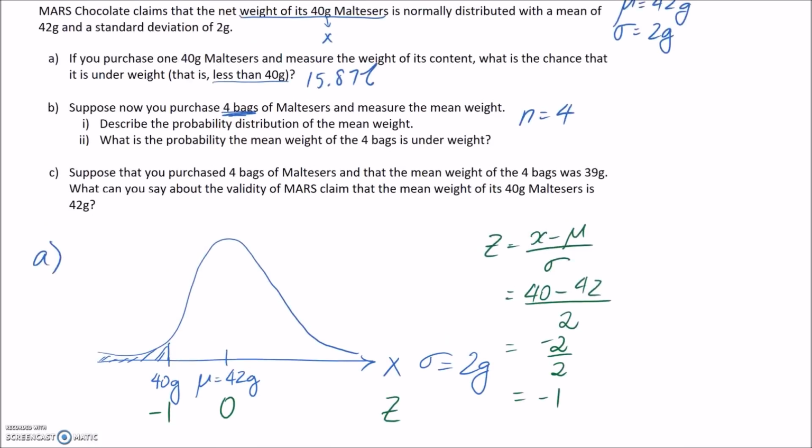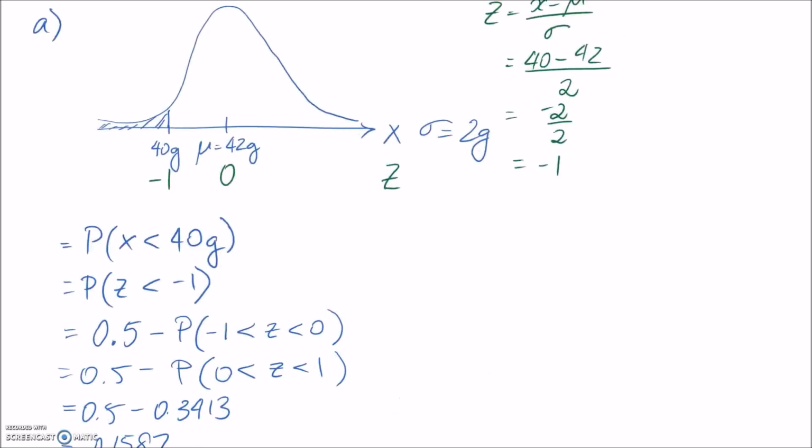Alright, so let's go back up. So the next thing that we're asked is what is the probability the mean weight of the 4 bags is underweight, remembering that underweight is less than 40 grams. So this time, since we're using our 4 bags as our sample, we're going to need to follow through with this process that we used for part A, except instead of X, we're going to be looking at X bar, because that's the mean of our 4 bags that we've selected out.